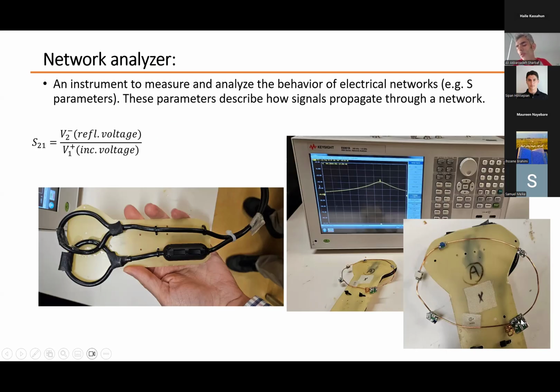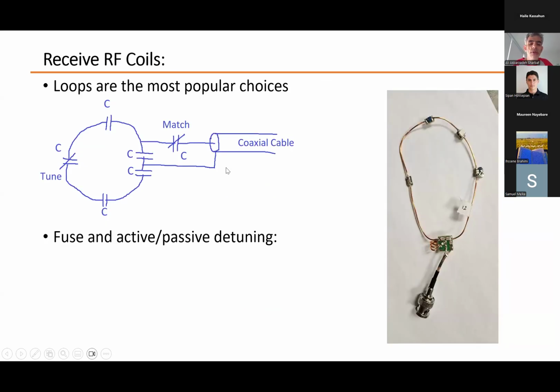But once we calibrate the coil, we have to get the signal out of the coil and connect it to the MRI machine. So we have to connect a cable. There are different ways and different circuits to do that, but this is one of the most common circuits which is used to do this.